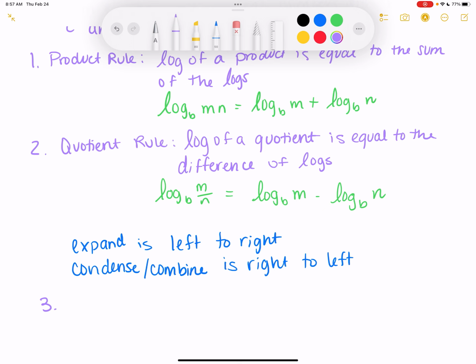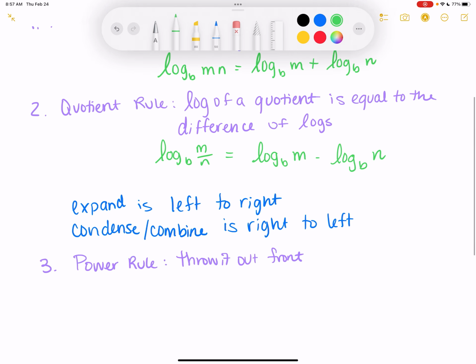And then the third one is the power rule. The little trick to remember this one is throw it out front. Log base b of m raised to the c is equal to c log base b of m.